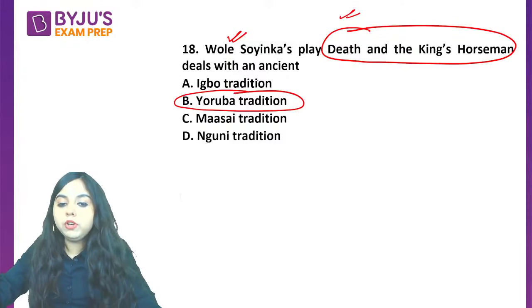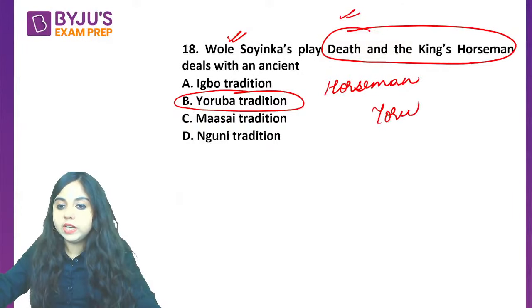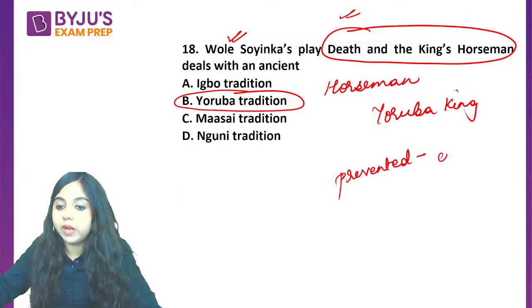The Yoruba tradition of killing the horseman after the Yoruba king would die was prevented by the colonial authorities. They said this kind of action is not required at all, that it is a heinous crime.